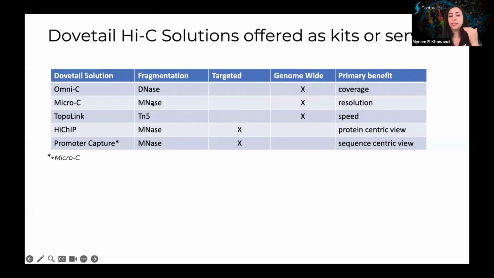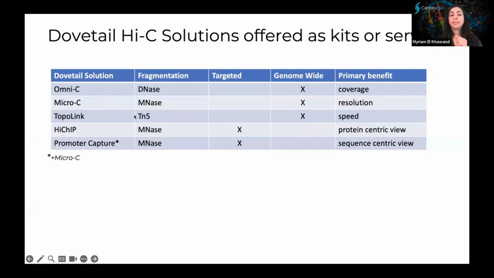Micro-C uses MNase to digest the chromatin. It's also a genome-wide approach, just similar to Omni-C, but what it offers is this highest achievable resolution, because you can start to resolve your genome up to that nucleosome level.